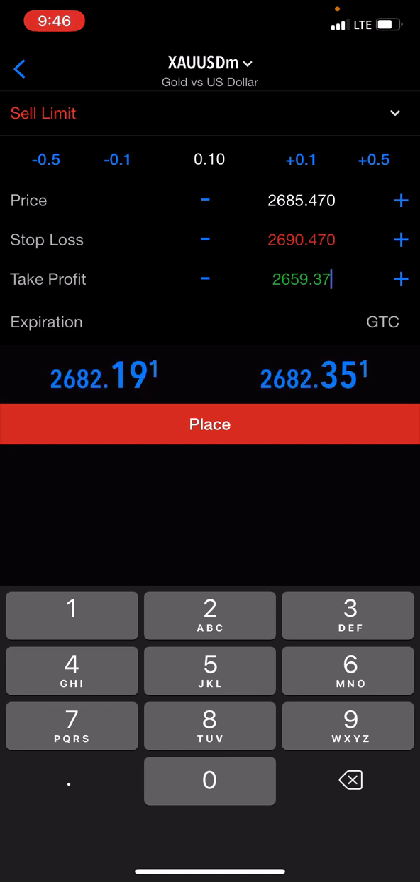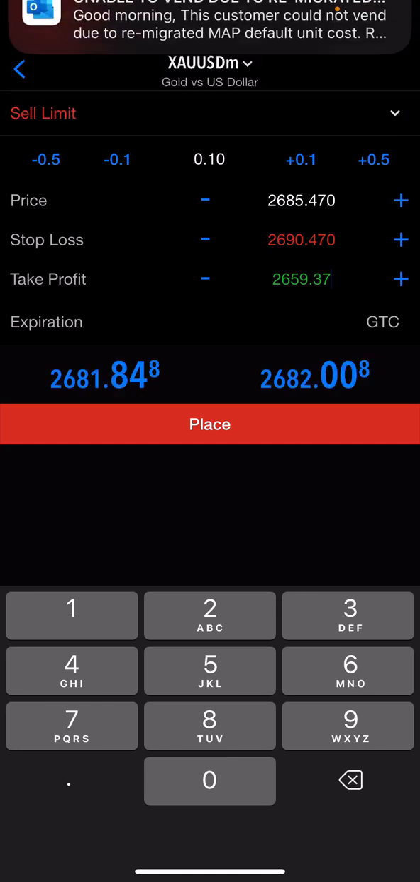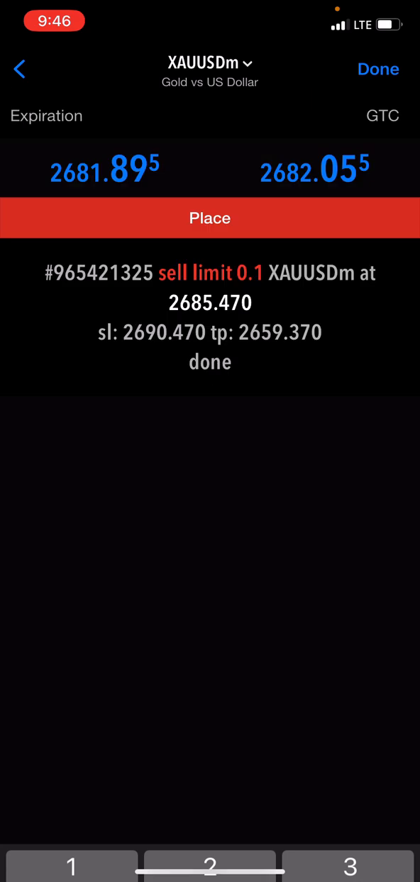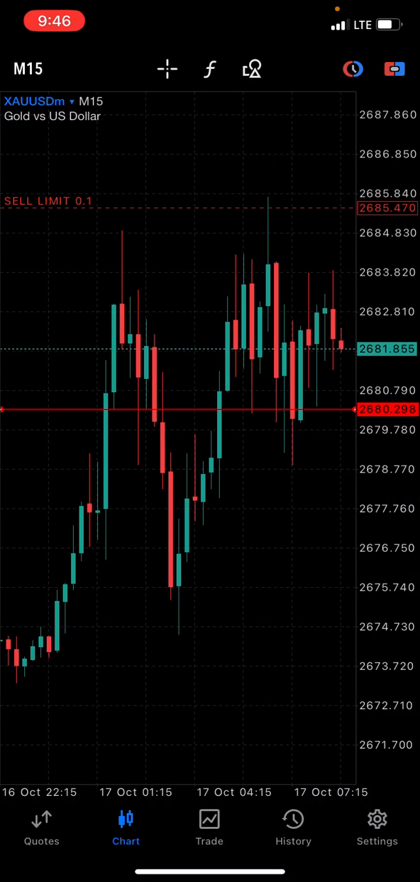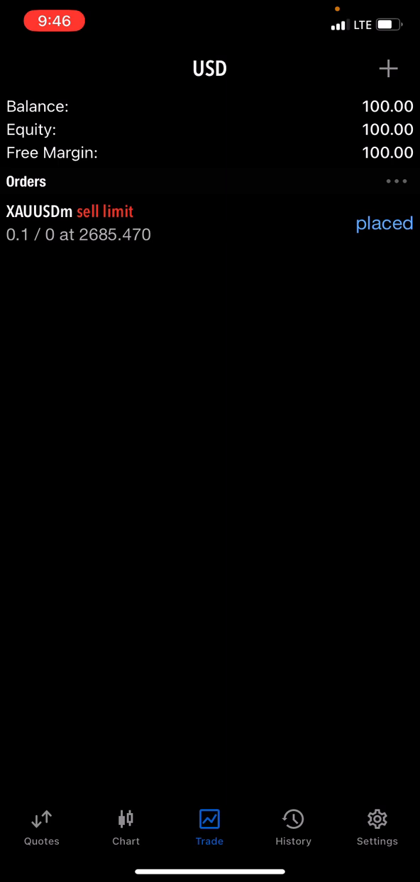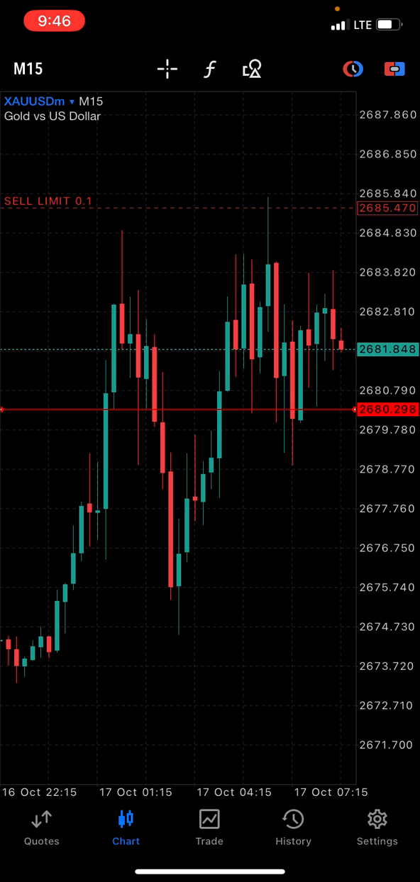Then I can use 0.1. 0.1 is actually too much in terms of risk management for an account of $100, but for practice's sake, let me just use it. So click on place. If you come to the chart, you will see that we've placed the order. It's not executed yet because the price has not reached it. All you have done is just place the order. So that's how you use your sell limit.